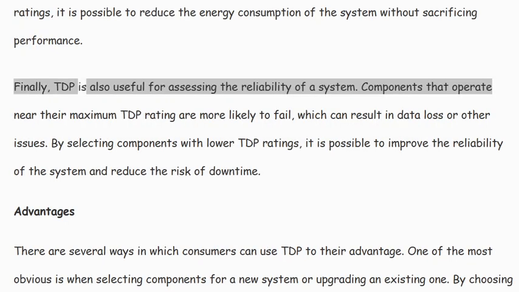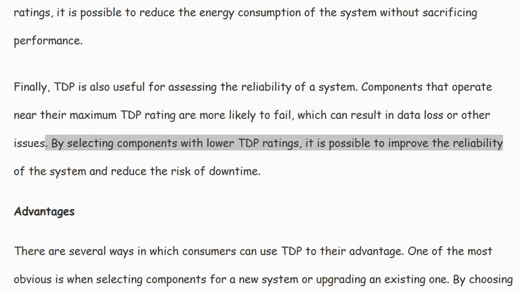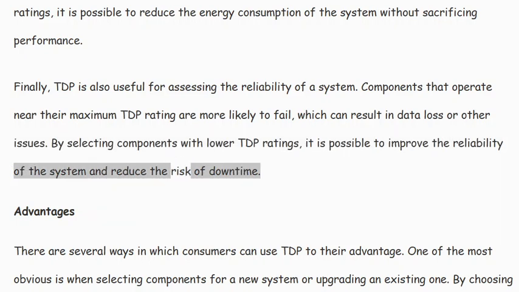Finally, TDP is also useful for assessing the reliability of a system. Components that operate near their maximum TDP rating are more likely to fail, which can result in data loss or other issues. By selecting components with lower TDP ratings, it is possible to improve the reliability of the system and reduce the risk of downtime.